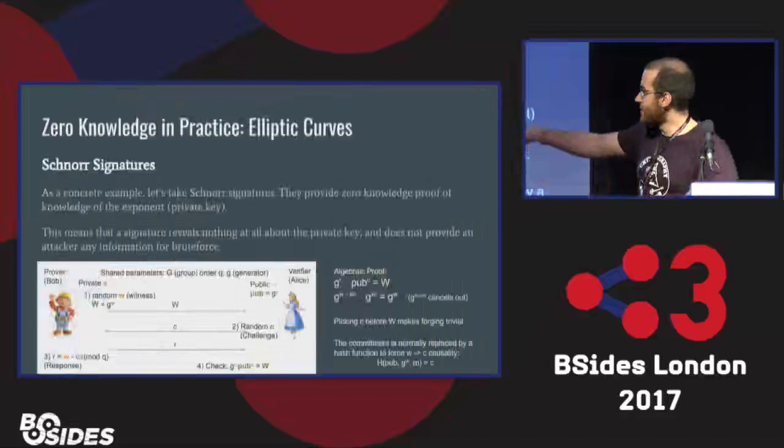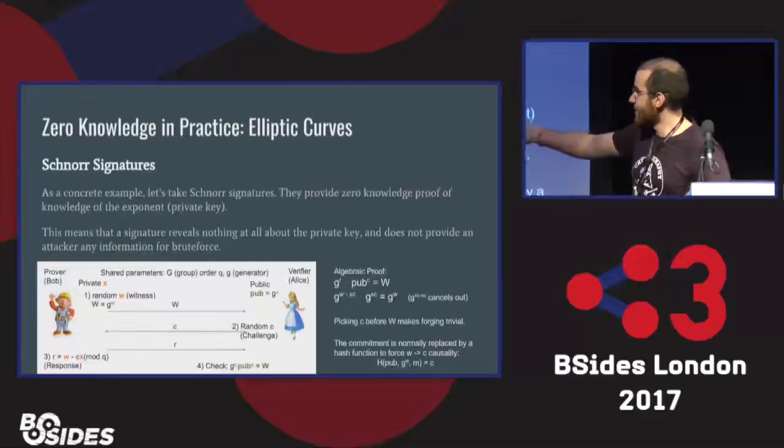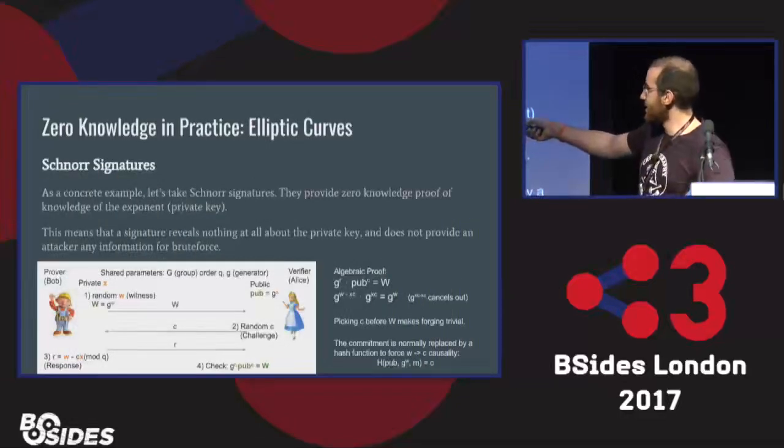And again, remember the simulation game. If I just pick a random C and a random R, I do get a valid signature W.